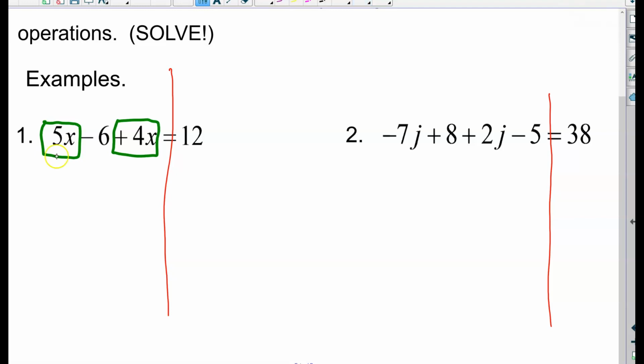So I have a positive 5x and a positive 4x. That gives me 9x. I still have the minus 6 over here. This is by itself. It's an isolated term. It's by itself right now because there's no other constant or normal number terms. And that's going to be equal to 12.